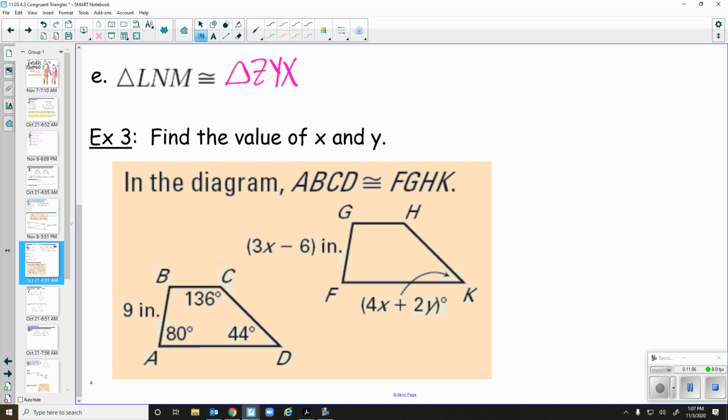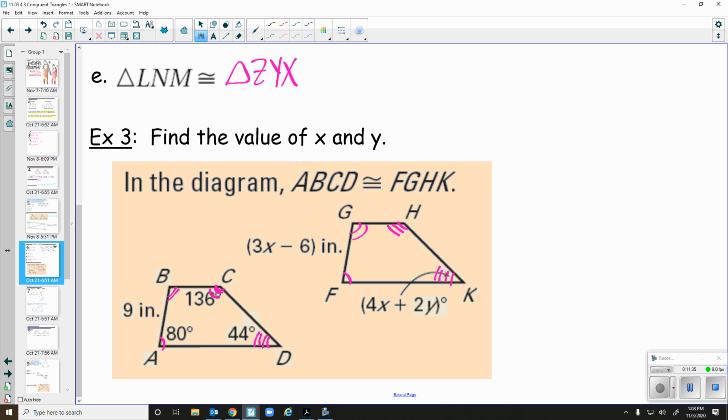Fun part, this is our only non-triangle of the day. Everything else is going to be triangle based. So we know that A, B, C, and D goes with F, G, H, K. We're solving for X and Y. What's the easy one to start with?